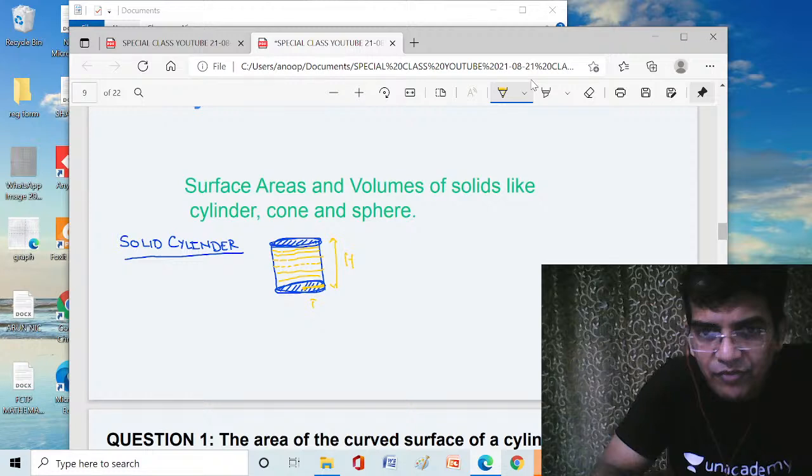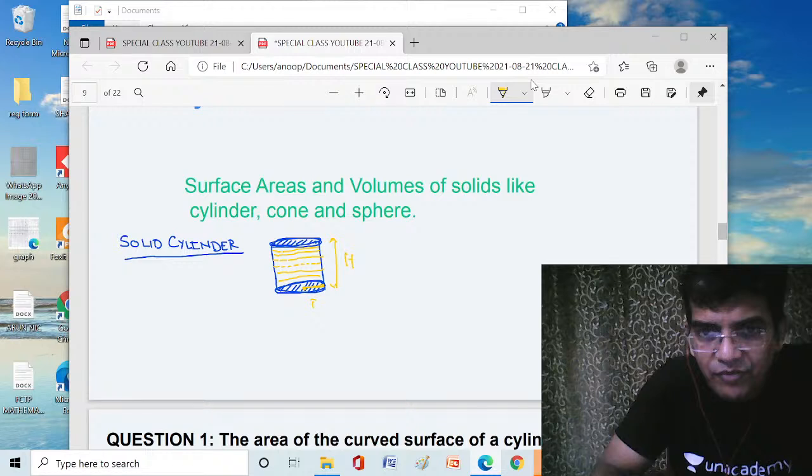First, the formula for volume. The formula for the volume of a cylinder is pi r square into h. Remember. Second, we have the formula for curved surface area. The curved surface area is 2 pi r into h. This will give you the curved surface area, which I have marked in yellow.